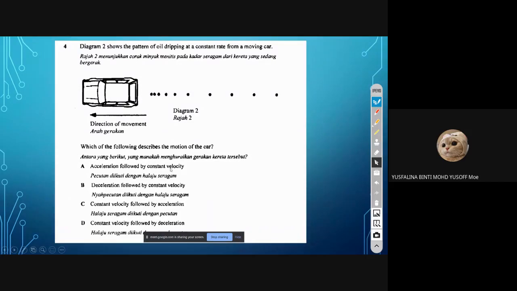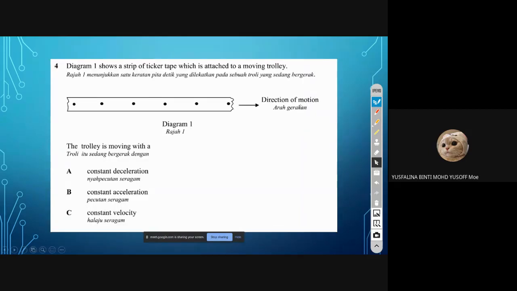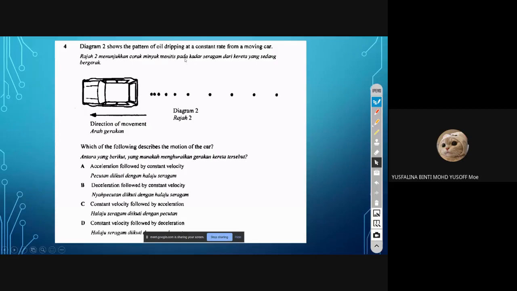Alright, next question. Diagram 2 shows a pattern of oil dripping at a constant rate from a moving car. Which of the following describes the motion of the car? Actually the car is different from the ticker tape. With a ticker tape, the direction of motion is going to the right, so this dot will come first. But for the car, this dot will come first, because the car moves like this, so of course it will drip here first.